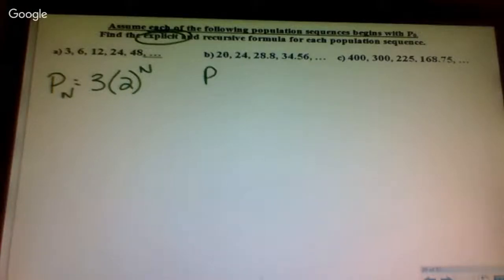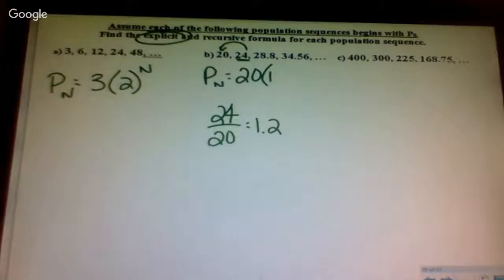This one, P sub n. What is my initial term? 20. This one's not so easy to find your growth rate. Again, we can do that by taking this number and dividing by the number before it. So what do you get when you take 24 divided by 20? 1.2. So my constant growth rate is 1.2, raised to the n. Done.